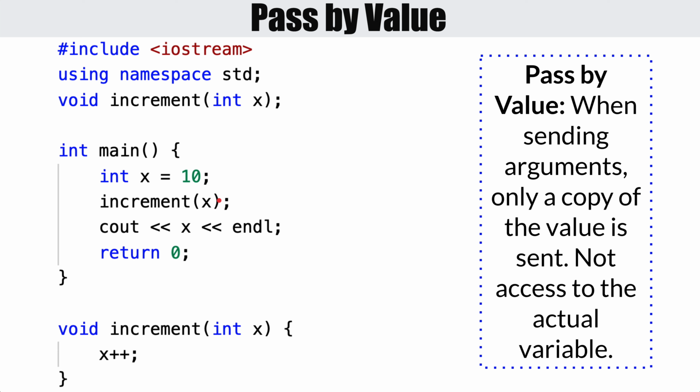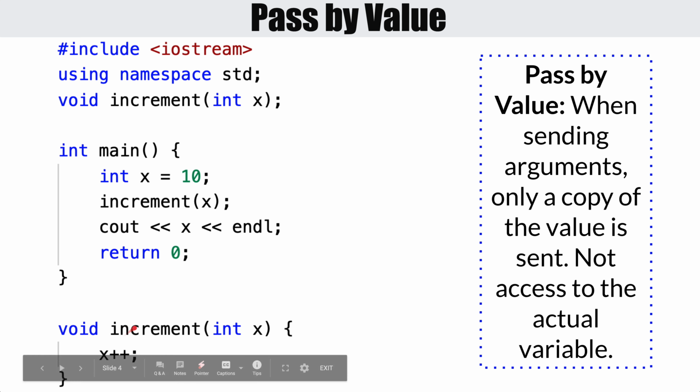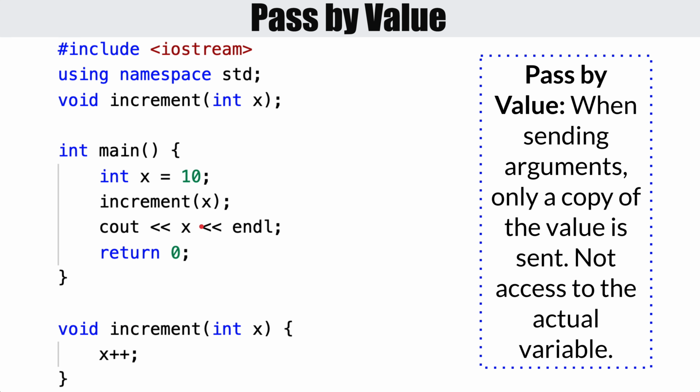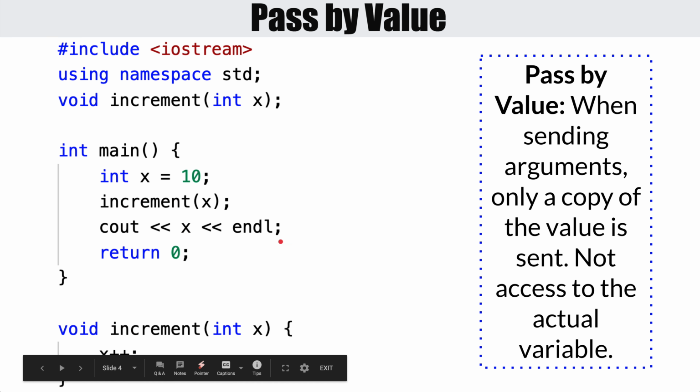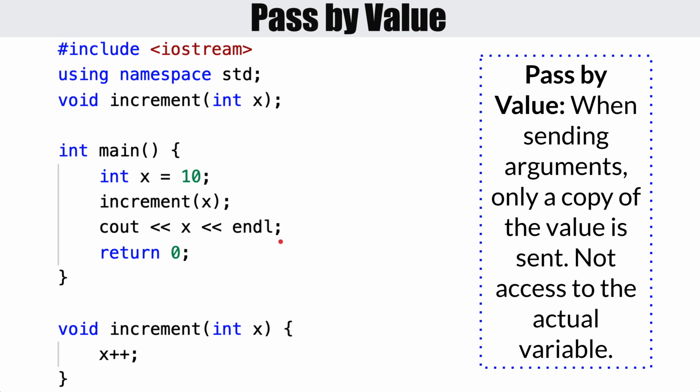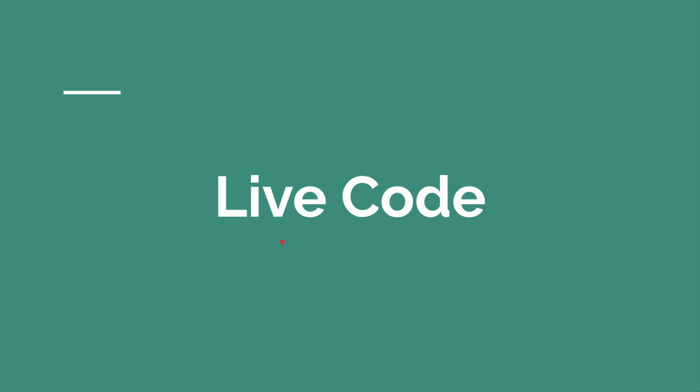And then nothing else happens in increment. We go right here, we try to print out x. And the question you have to ask yourself is, does this x print out a 10, or does it print out an 11, because it was incremented in that function? So we're going to do this example as we learn how to list parameters and send arguments and test out what that answer would be. So let's do that right now.